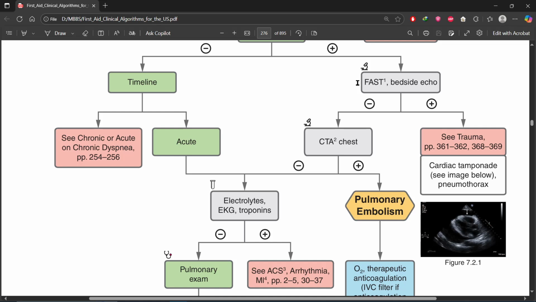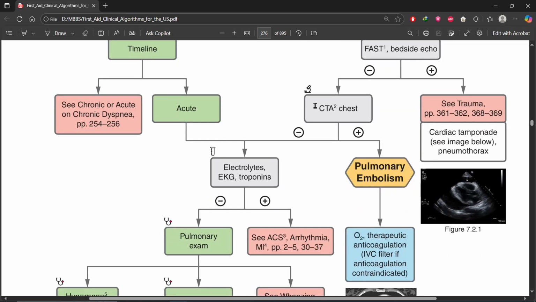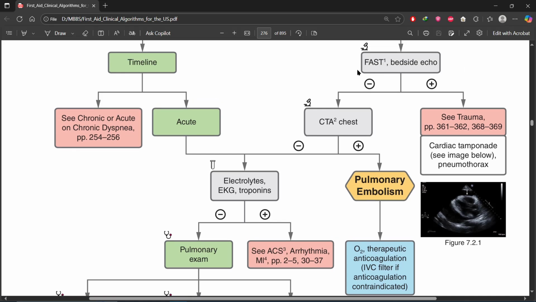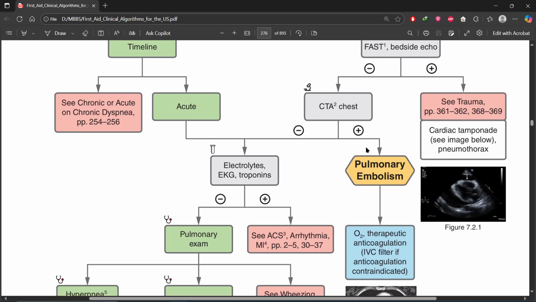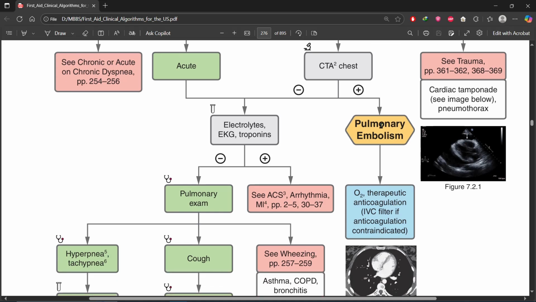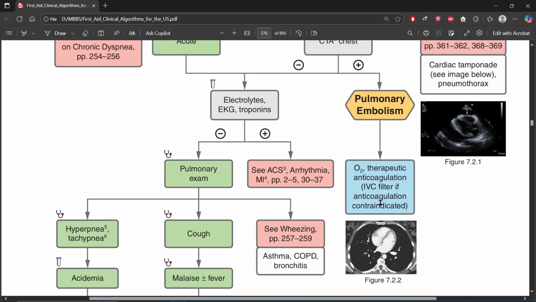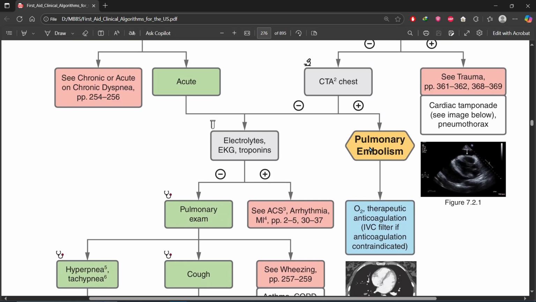Right. So going back to the FAST and bedside echo. So now you've done that and it is negative. Then you go towards the CT angiography of the chest. Now these two steps are not done immediately afterwards. There is a bit of an investigation in between, which I will discuss. But basically, we're doing CT to rule out pulmonary embolism. So if this is positive, then we go towards the pulmonary embolism pathway. We treat it with oxygen and anticoagulation and IVC filter and all that.